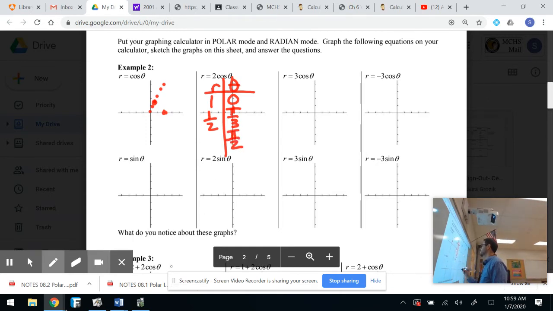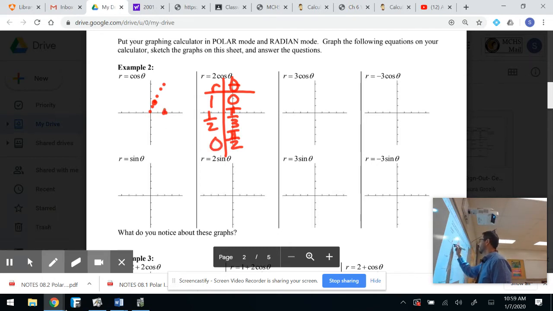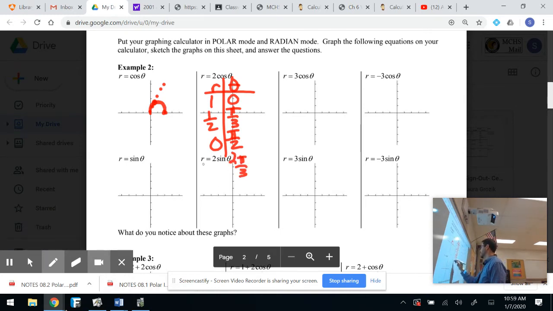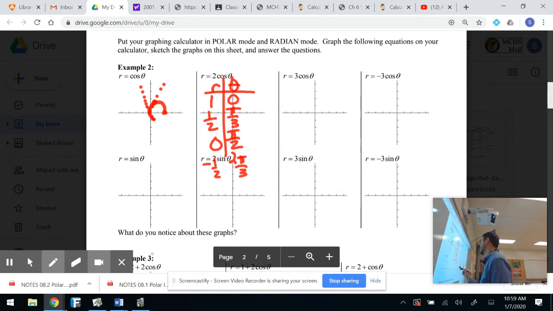Pi over 2 would be next in succession, and if I put a pi over 2 in there, I get a 0. So if I wanted to draw what this looked like, it kind of looks very circular. After pi over 2, I could pick 2 pi over 3. Why choose that? Because that would be negative 1/2. Now, where is 2 pi over 3? 2 pi over 3 is 120 degrees, but it's negative, so I'm going out this way, right? And I'm going to make a point at a half, so I get about right there.